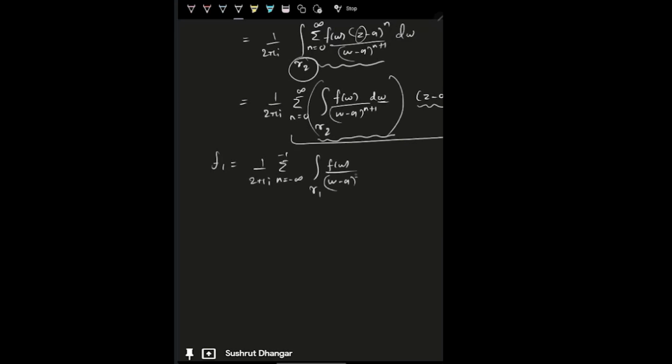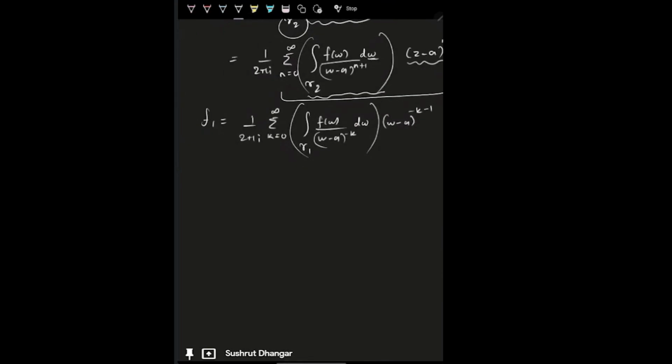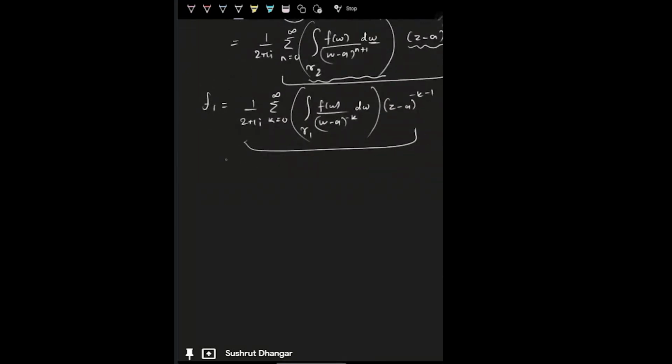here I'll rewrite this in terms of positive values. So this is k equals 0 to infinity of the integral of f(w) times (w minus a) to the power k minus 1 dw, times (z minus a) to the power minus k minus 1. Not w minus a, but z minus a. So again, here we have another series. So the major portion of our proof for the Laurent expression is done.